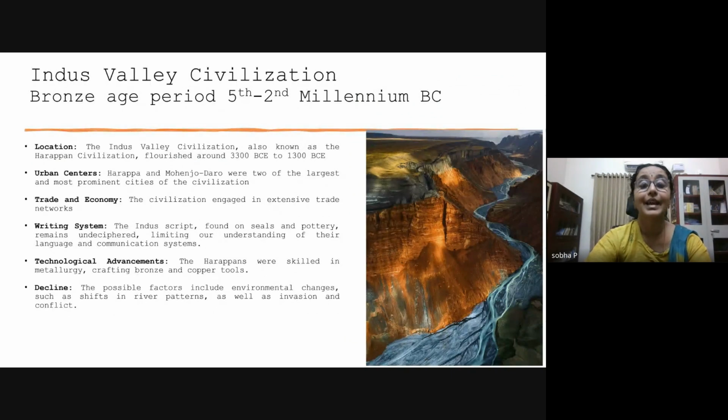remained undeciphered, and that limits our understanding of their language and communication system. Then the technological advancements: they were very skilled in metallurgy, crafting bronze and copper tools. But the decline happened because of invasion and conflict. That is, there was a decline of the Indus Valley civilization.